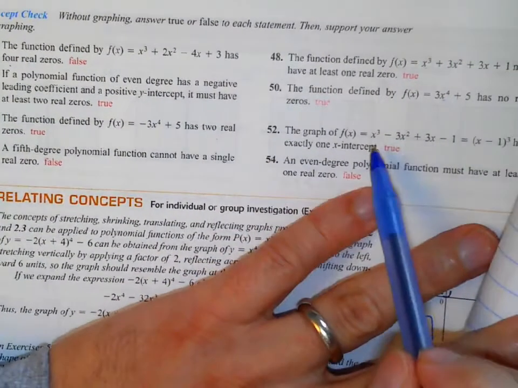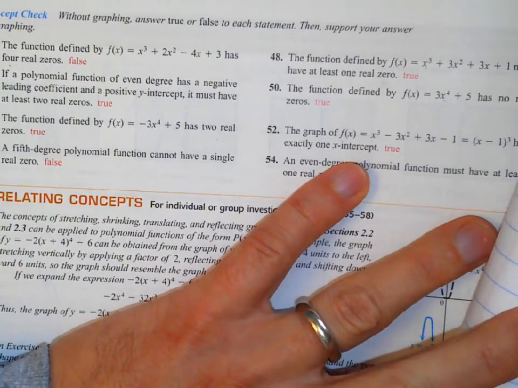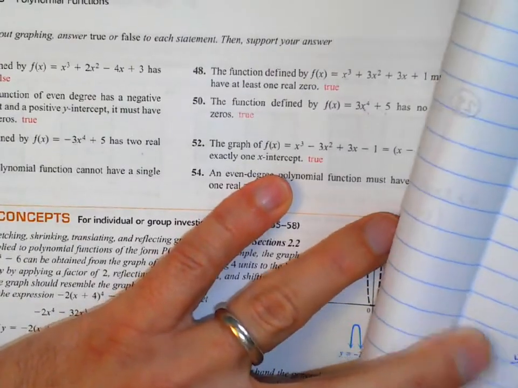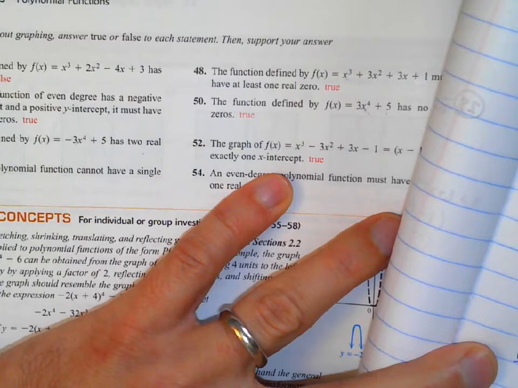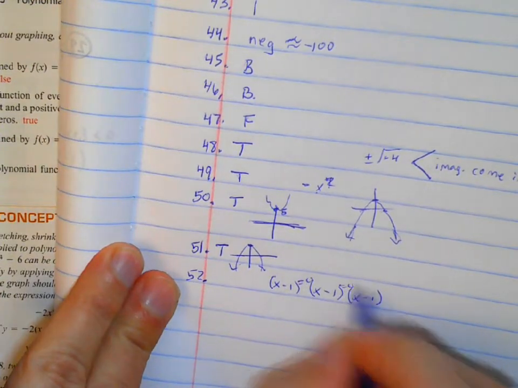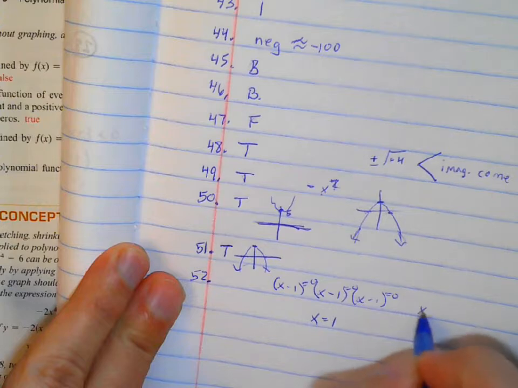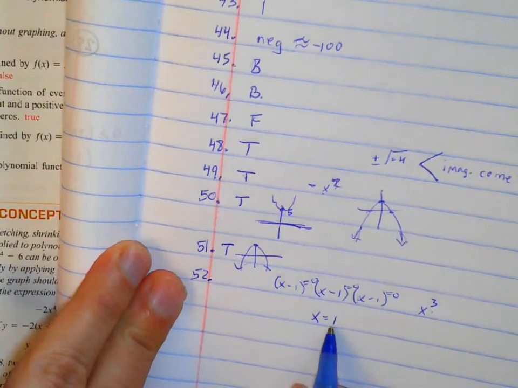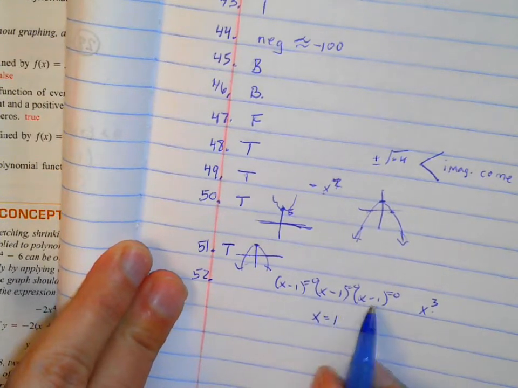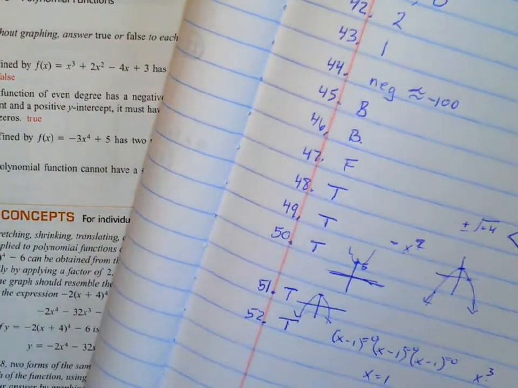52. The graph of this is equal to this, has exactly 1 x-intercept. If you remember when we solved these, cubed, the 3rd power, just means there's 3 of them, right? So to solve this, remember how I just set them equal to 0? So I get x equals 1. So it really just has one answer. Even though this is an x to the 3rd equation, I only get one real answer from it. And they all are the same thing. So number 52 is true. We only get that one answer from it.